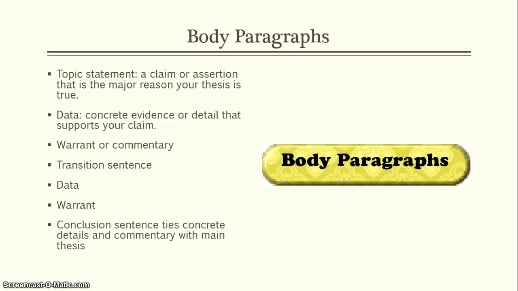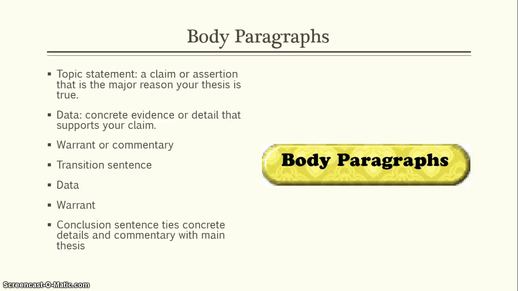So how do claim, data, and warrant make up your body paragraph? Your claim is your topic sentence. A claim or assertion, that's your topic sentence, is the major reason that your thesis is true. The data is your supporting detail. And then your warrant is your commentary. In each paragraph, you're going to repeat this pattern twice.